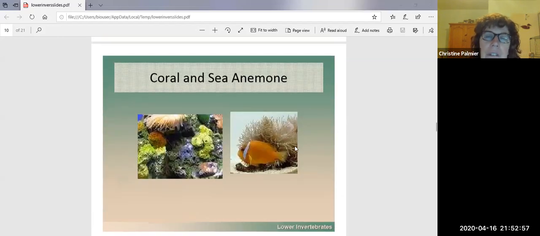So here's a picture on the left of a coral, which are rock-like because of the calcium carbonate. And here we see a clownfish hanging out with the sea anemone, which does not have calcium carbonate.